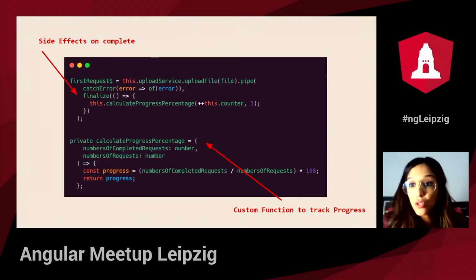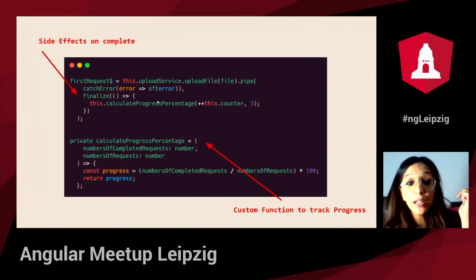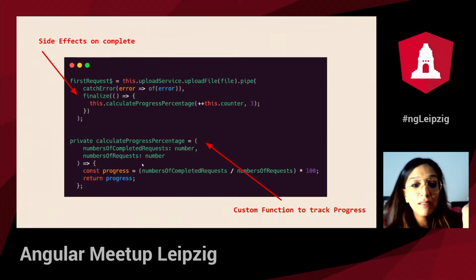So how can I do this in this case? It's through the finalize. With every finalize, I have implemented my custom function, which calculates the progress percentage of the files. It's a simple calculation that I'm doing here.